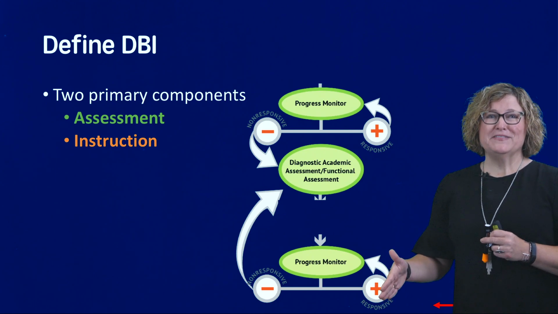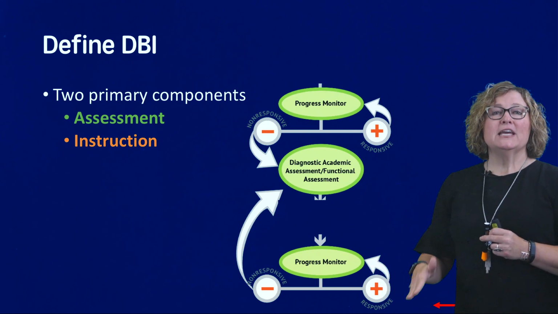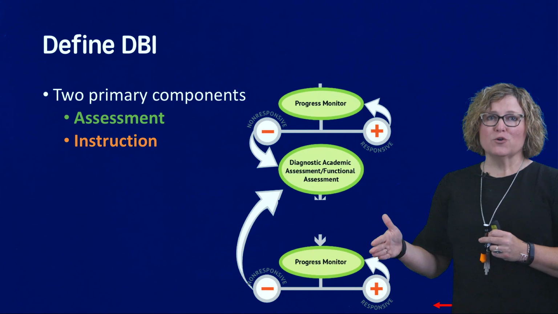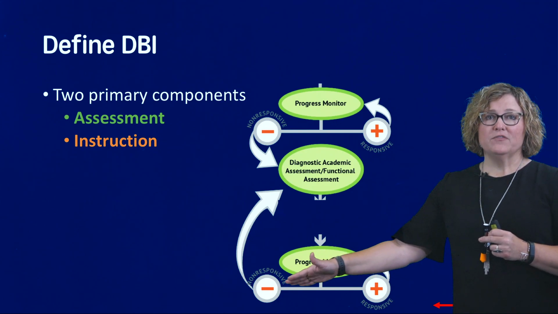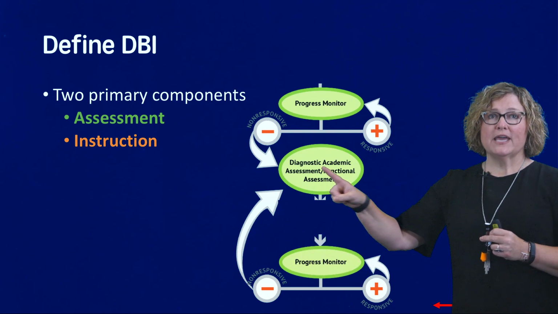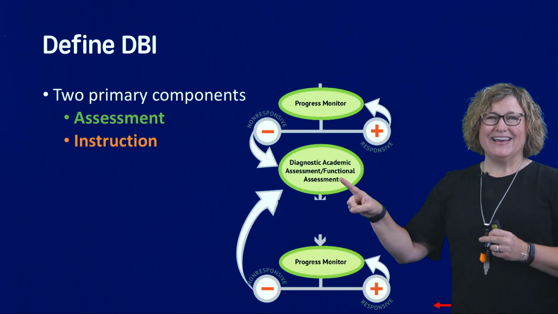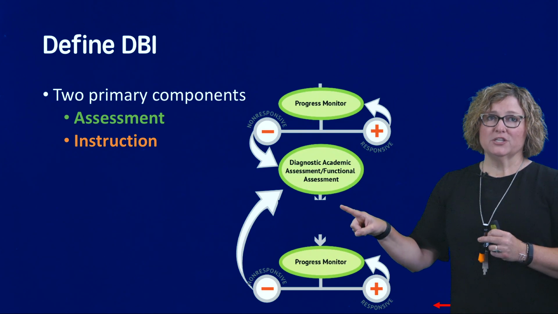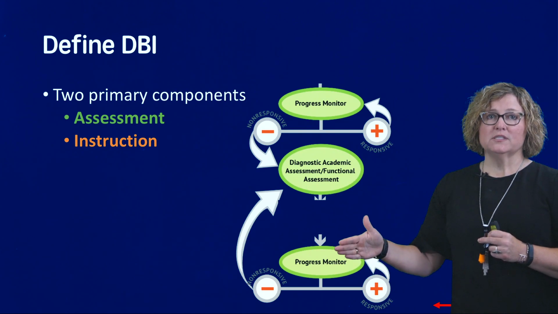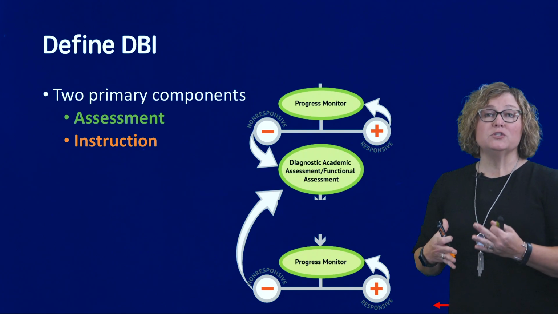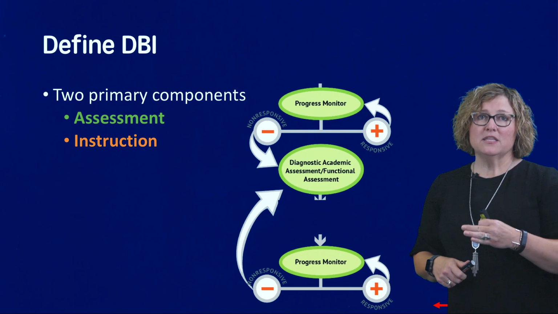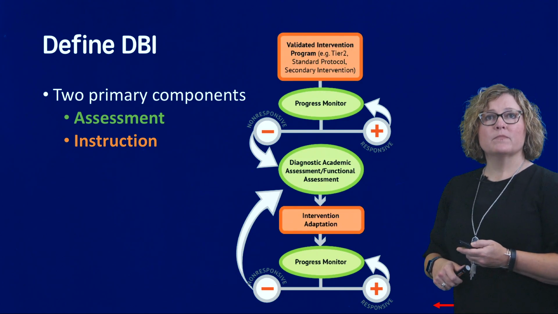If they're responsive, again, awesome. Continue with that, continue your course of action, continue to progress monitor and make decisions. If they're not responsive, we cycle back up, collect data, make a new hypothesis, make a change, and then continue this cycle. So in this way, we're using this assessment in a few different fashions in this DBI model.